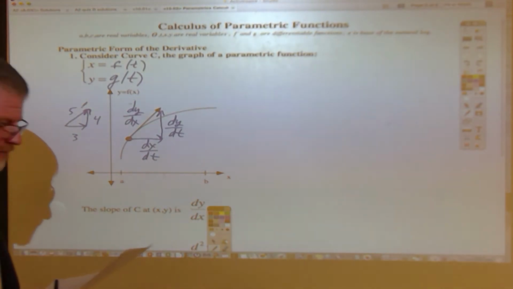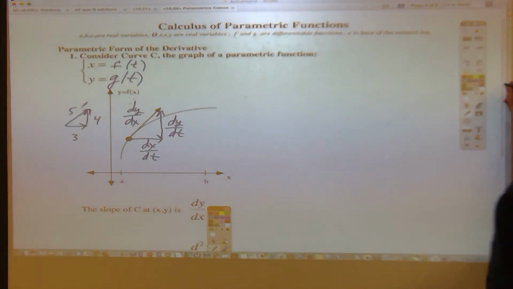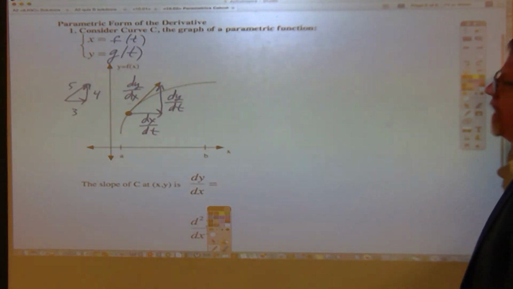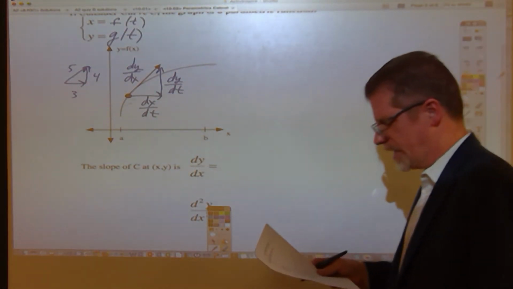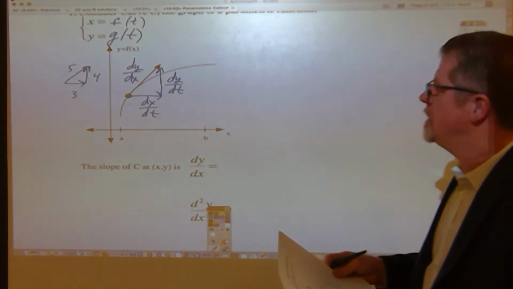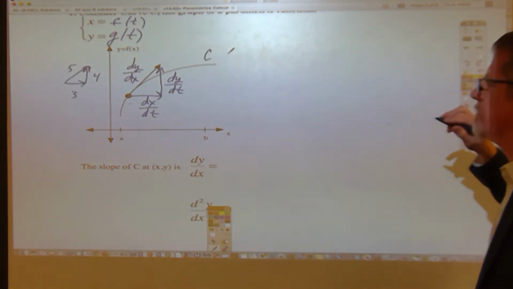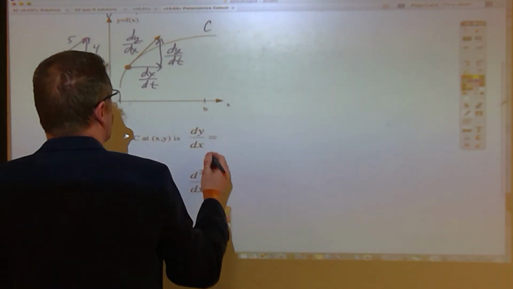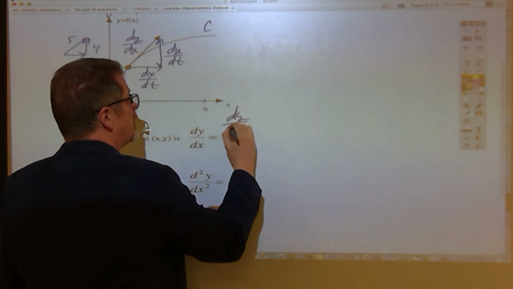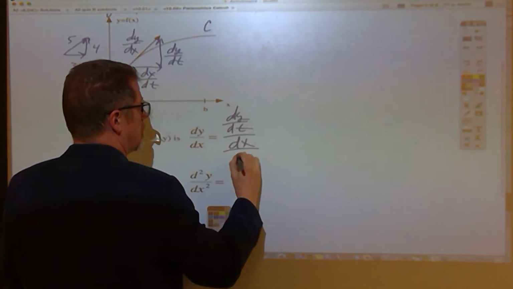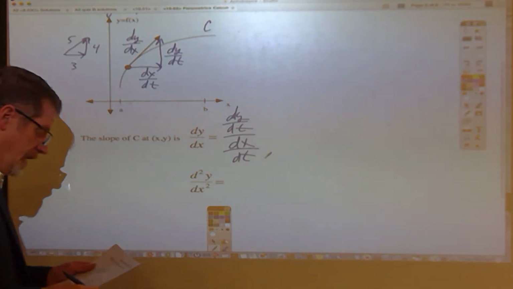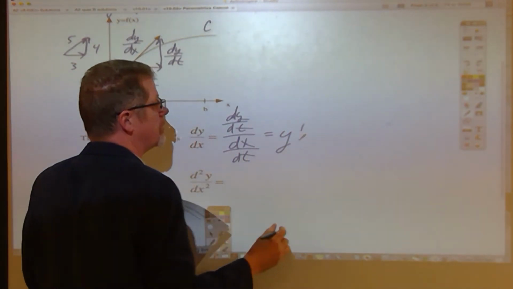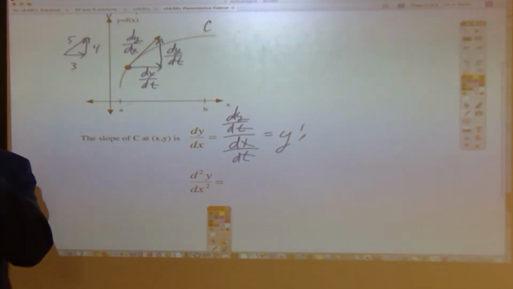So, how do we find the slope of c, at x comma y? This is a curve. We're just calling the curve c. So the slope at x comma y can be thought of as rise over run, or dy/dt over dx/dt. And that is the formula for the derivative of a parametrically defined function. You could also call it y prime, because that's also dy/dx.